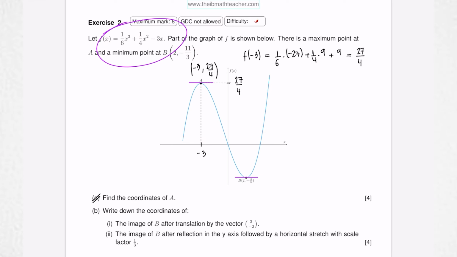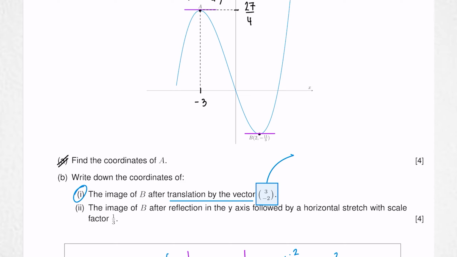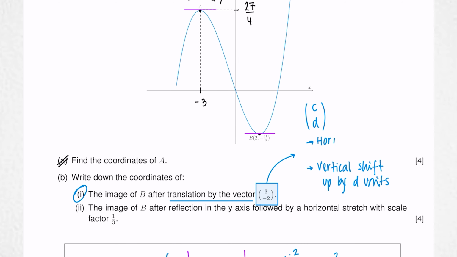We have question B. Now we're tackling transformations. We are, for BI, translating the function according to this vector. What does this vector represent? A translation vector (c, d) represents a vertical shift up by d units, and of course if d is negative, that means that it's going to be a vertical shift down, and a horizontal shift c units to the right.